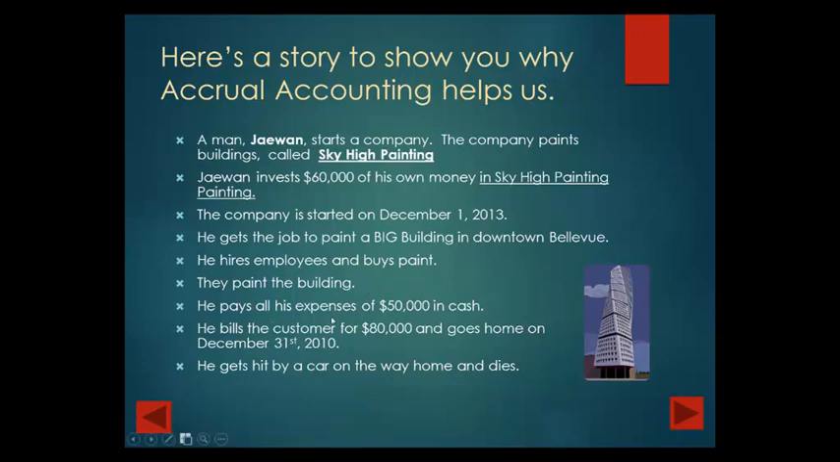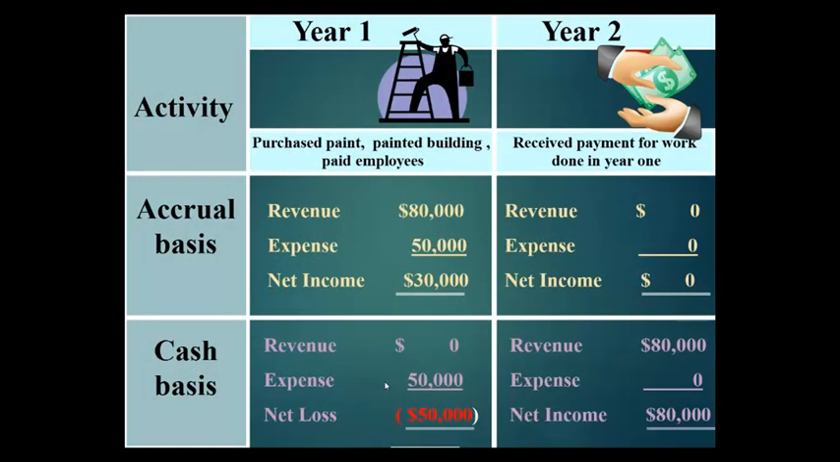He pays all of his expenses, and they're $50,000 in cash. He bills the customer for $80,000, and he goes home on December 31st. Sorry, that should say 2013. He gets hit by a car on the way home and he dies. I realize that's kind of dramatic, but it makes a good story. Okay, his wife survives and she decides to sell the business.